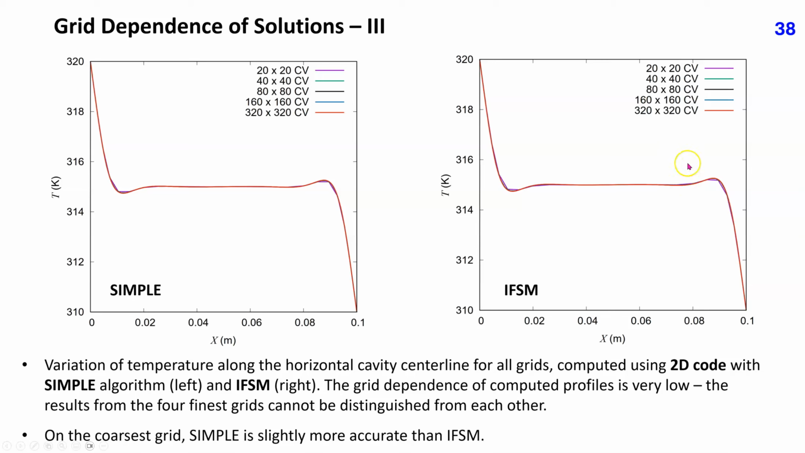These plots show the variation of temperature along the horizontal center line for all grids, computed using 2D codes with SIMPLE algorithm and with IFSM. The grid dependence of computed profiles is very low. The results from the 4 finest grids cannot be distinguished from each other. On the coarsest grid, SIMPLE is slightly more accurate than IFSM.